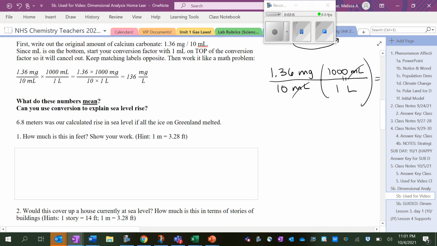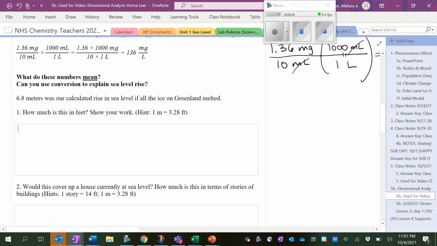Okay, so can we use this conversion to explain sea level rise? Yeah, let's do this because 6.8 meters, that's not, at least in the United States, since we don't use the metric system, a number we're super familiar with. So let's figure this out in feet. Always start by writing what you know. I know that the sea level went up by 6.8 meters. Okay, underline it. Do a set of parentheses. Okay, again, I'm being bossy. I want you to do it my way.